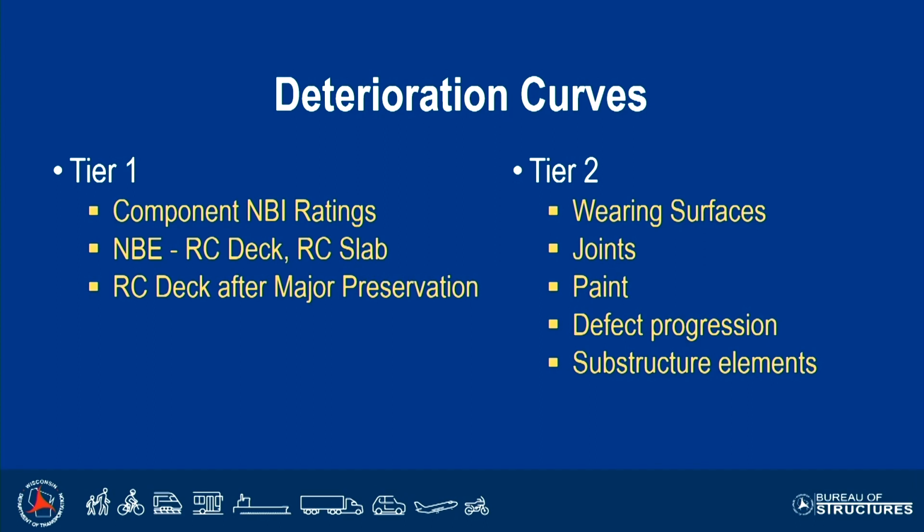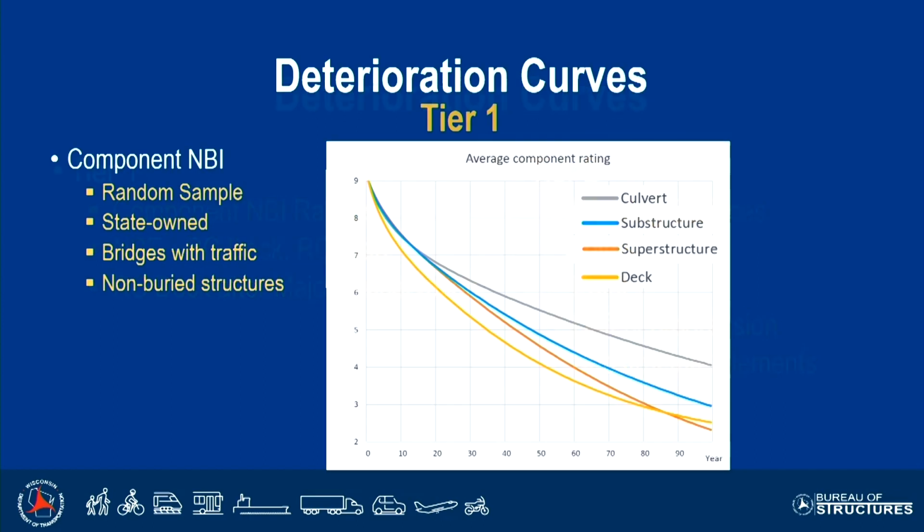And then tier 2, we got into some of the smaller elements. Wearing surfaces was a big one for Wisconsin. We make sure to have a wearing surface element on all of our bridges so we know what's going on the top of the deck versus what's going on the bottom. And a few other things I'll get into later. So here are some of the results.